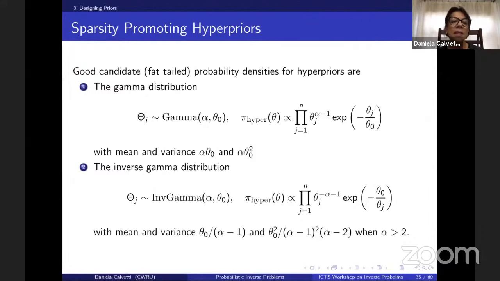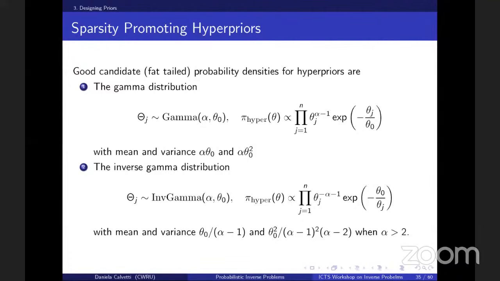So let's look at this family of gammas. Sorry, Daniela, sorry to interrupt. Our next talk starts in 10 minutes.